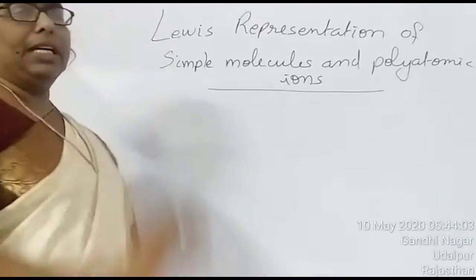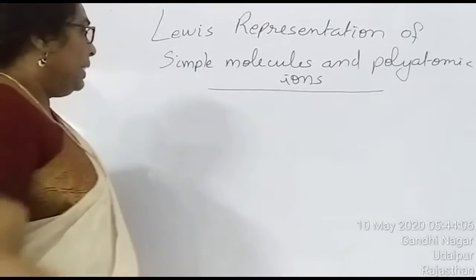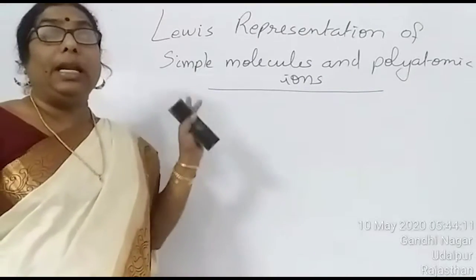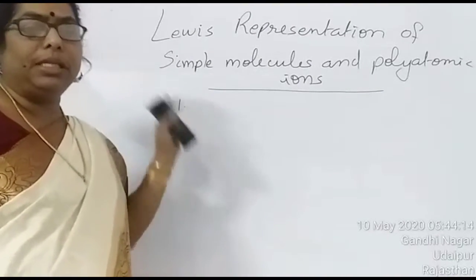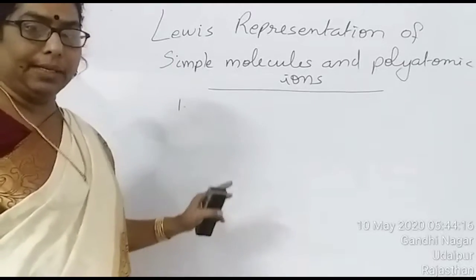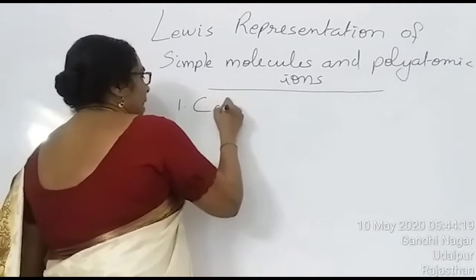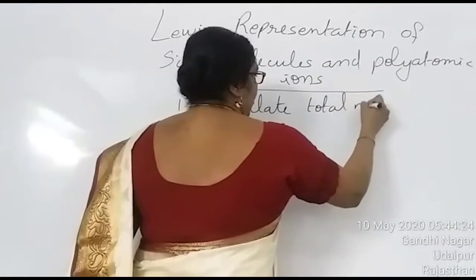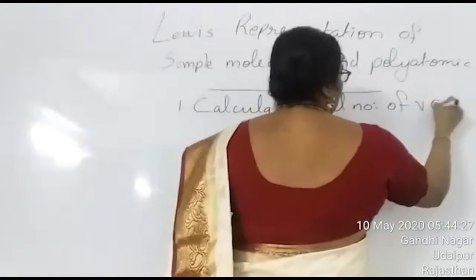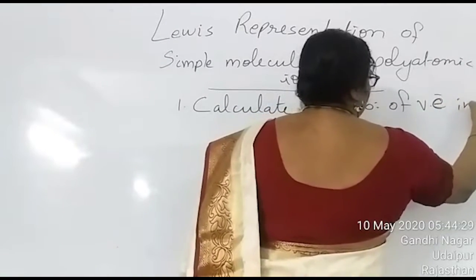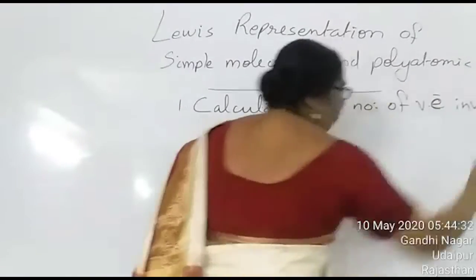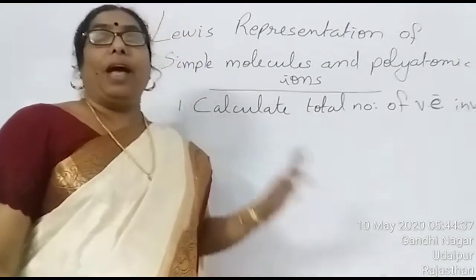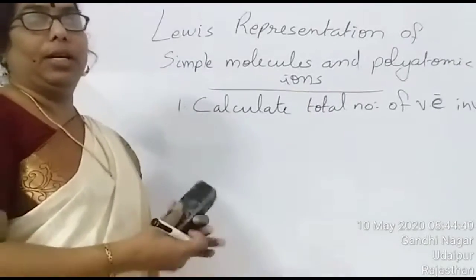Children, here we are supposed to follow certain rules. The first point is to calculate the total number of valence electrons of the atoms involved in this particular structure. Okay, the first step is to calculate the total number of valence electrons involved in this particular structure. Is it clear? What is the first step? Calculate the total number of valence electrons involved in this particular structure.